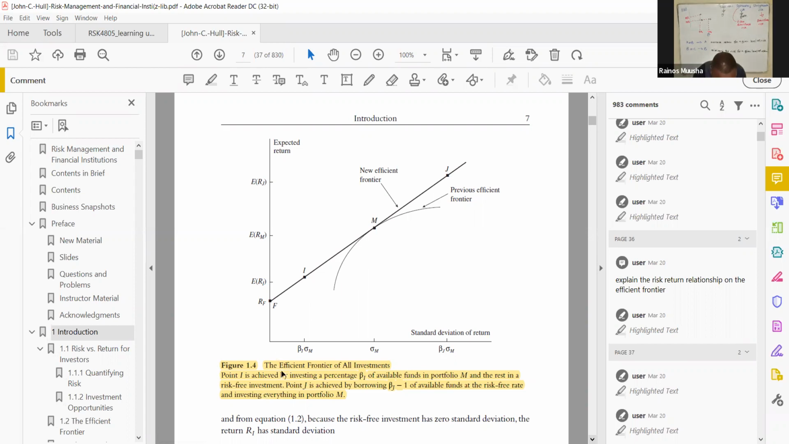Here they say point J is achieved by borrowing BJ minus 1 of available funds at the risk-free rate and investing everything in portfolio M. So if you invest everything in portfolio M and you borrow at point BJ minus 1, this will give you a return that plots along the efficient frontier, which is basically a return J there.